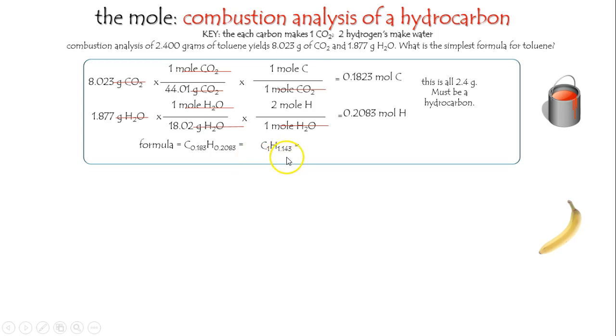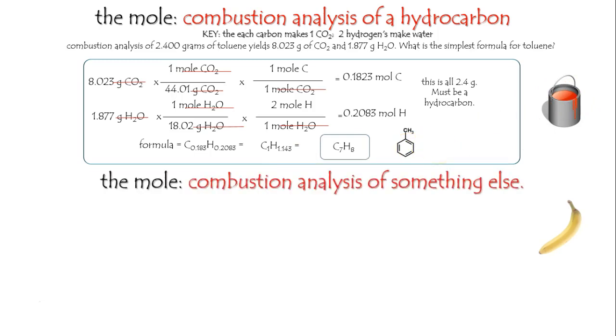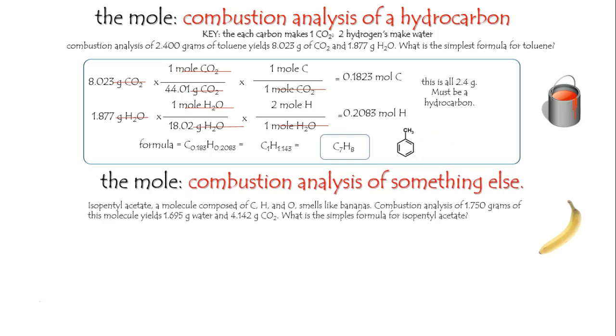C1H1.143. That's very rare, and that's why we use this incredible level of precision here, because it's not till you multiply 0.143 by 7 that you get a whole number. This is C7H8. Toluene's used in paint. That's C7H8.